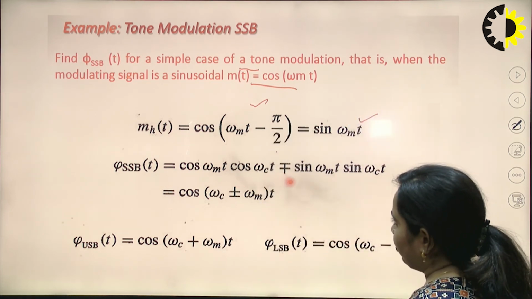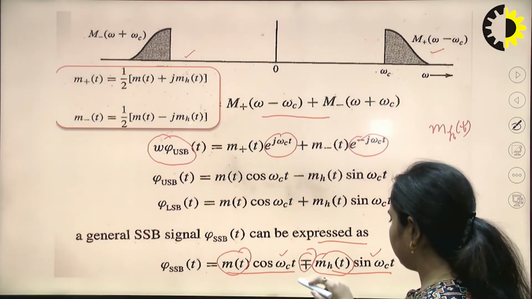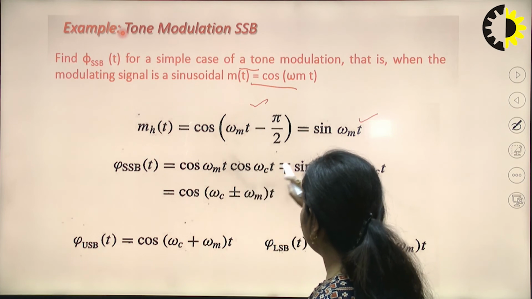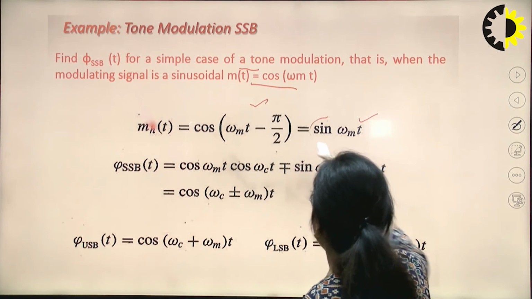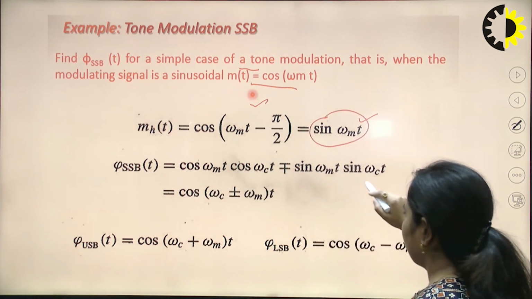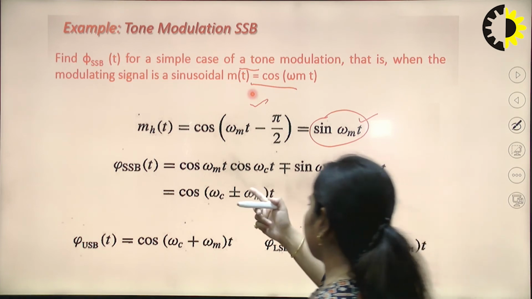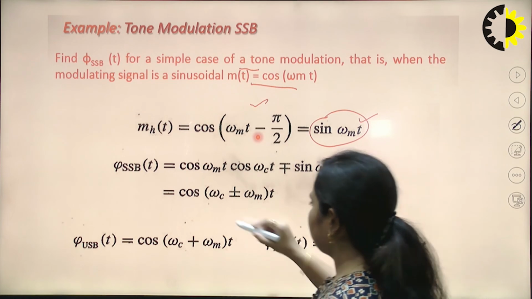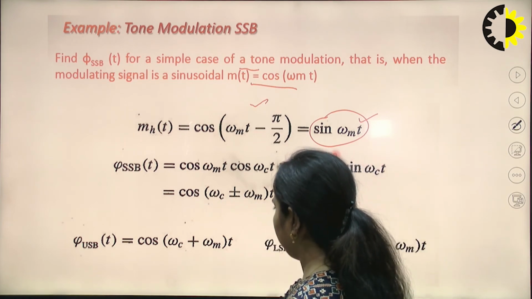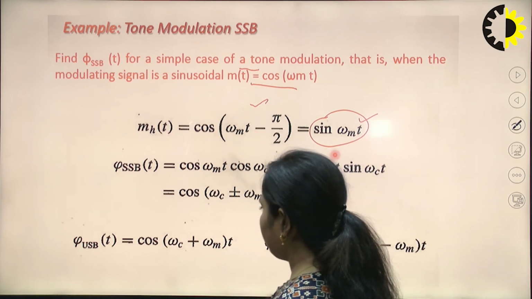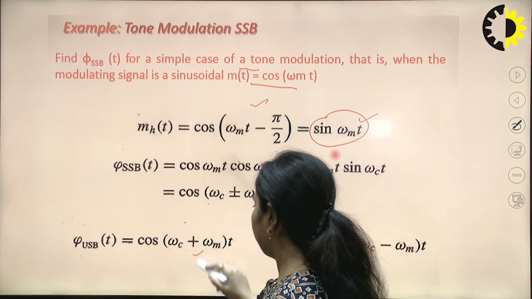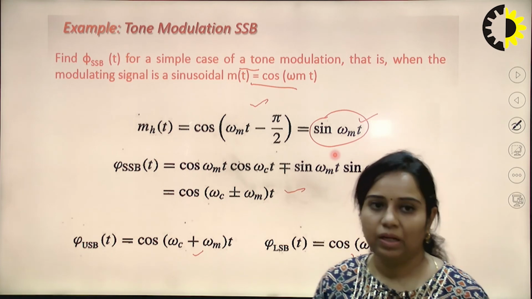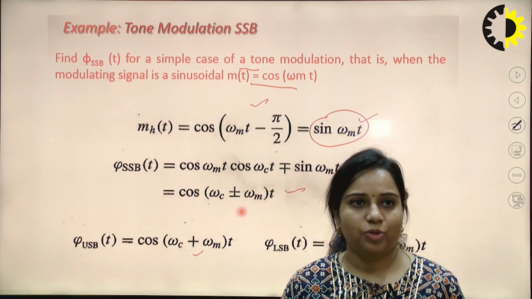So we have to put this particular equation in the standard form. m(t) will be cos ωmt into cos ωct minus/plus m_h(t), that is sin ωmt, into sin ωct. So this is cos A cos B minus/plus sin A sin B, which is the formula for cos(A plus B). This is the equation for the USB case, and this is the equation for LSB. So this is a very simple numerical related to SSB modulation.